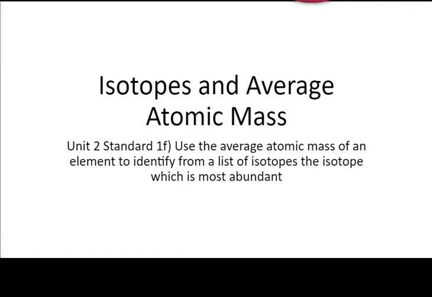Hello folks, today we are going to be talking about using average atomic mass to determine the most abundant isotope for each element, which is covered under Unit 2, Standard 1F. Before we get into the nitty-gritty of what you are required to do, I want to provide you with some background information just so that you know where numbers are coming from and what they mean.